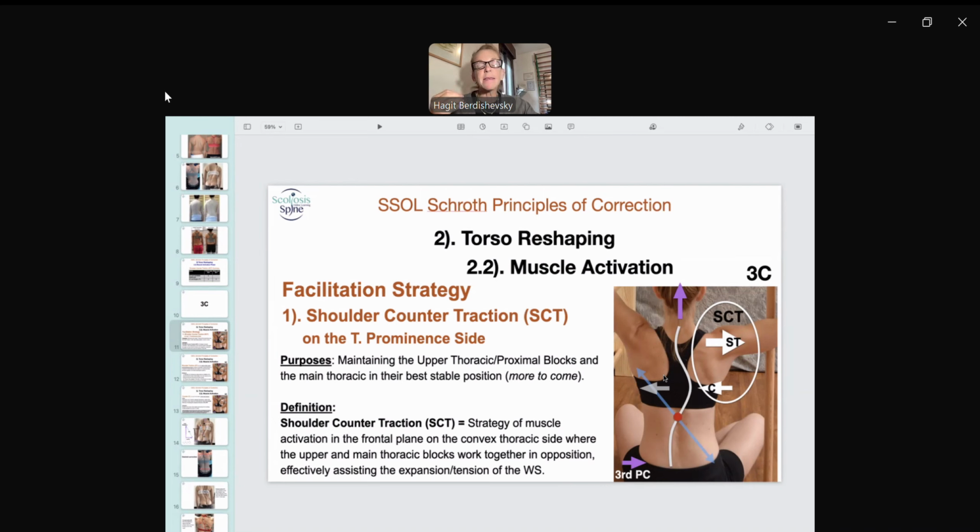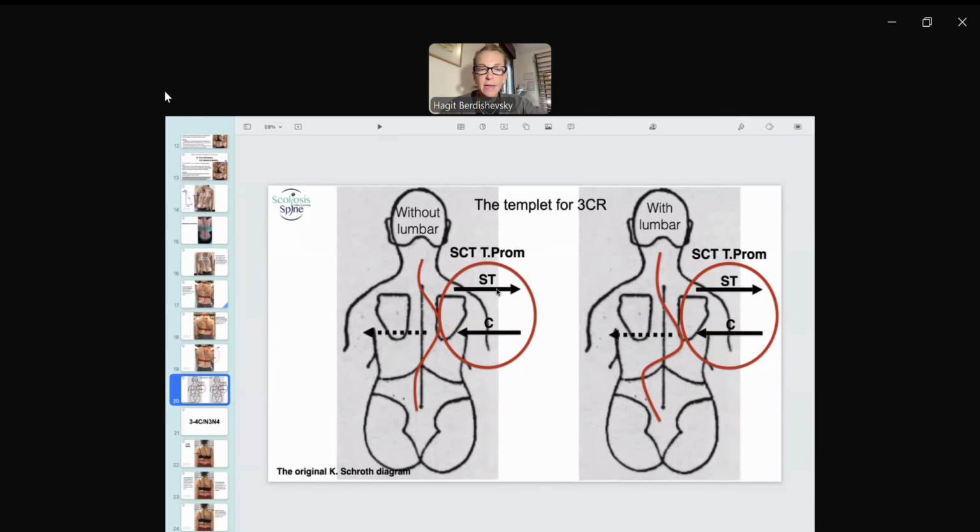But in the old days, in the templates of the Schroth family, the shoulder countertraction was just like that. Or if you want to see it in the template, it looks like that. Probably you're all familiar with it. In a 3C template, shoulder countertraction is on the thoracic prominent side, and basically it represents contraction of the convexity, later toward expansion of the thoracic concavity. So in a sense, it's the same direction.